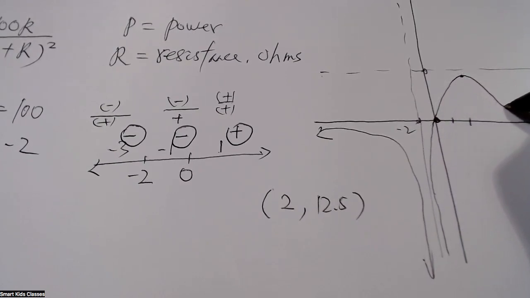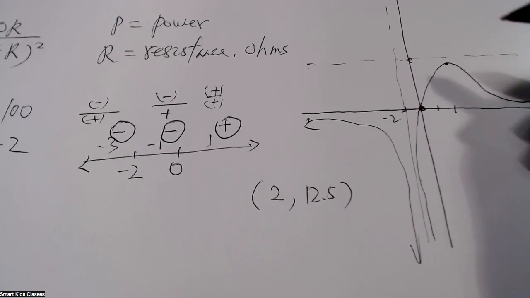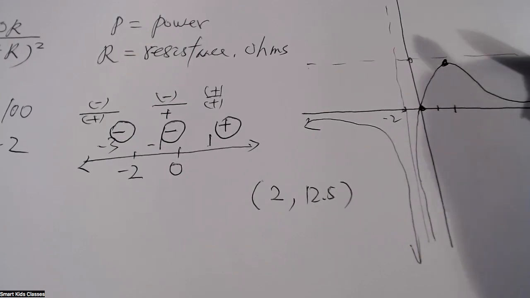The graph gradually goes to 0 here because of the exponent 2. So the graph becomes like that. We get a vertex point here.